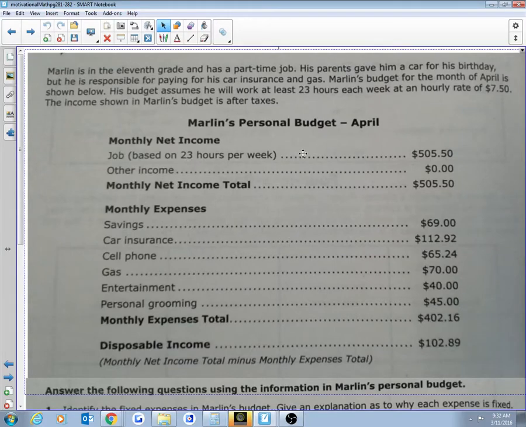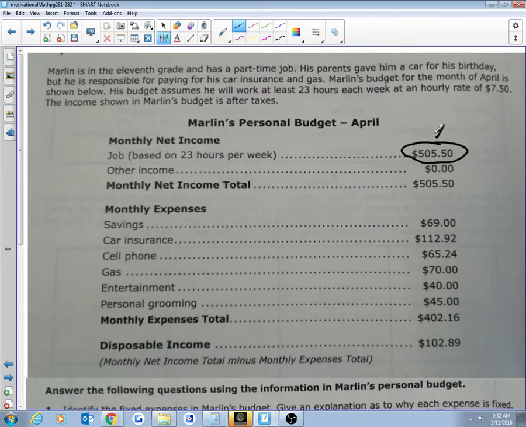So this is his gross income. No, I'm sorry. This is after taxes. That's what it just said. So this is what he takes home. This would be what we call his net income. And monthly net income is $505.50.